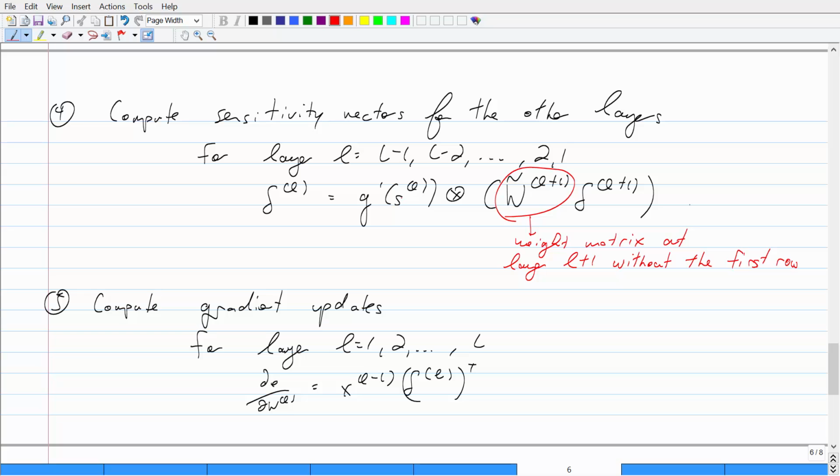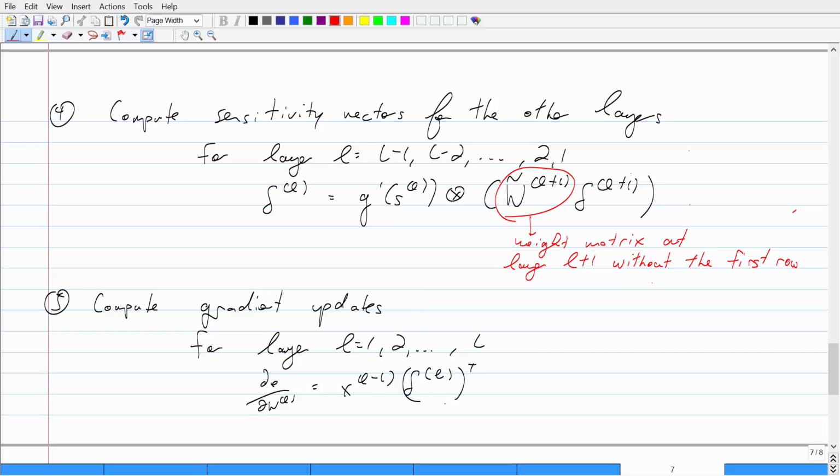So you take in the inputs that are going into every neuron, apply the derivative of the sigmoid function, and then element-wise product it with this following matrix vector multiplication. So you're going to take your weight matrix at the L+1 layer, remove the first row, and matrix vector multiply that with the sensitivity vector to give you the sensitivity vectors for the other layers. And then finally, you compute the gradient updates.